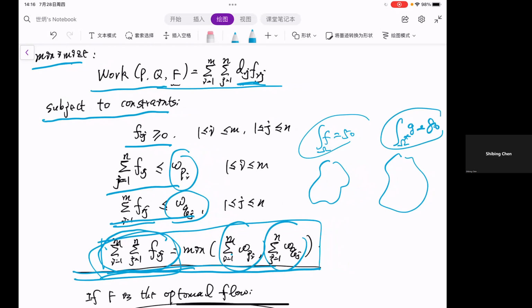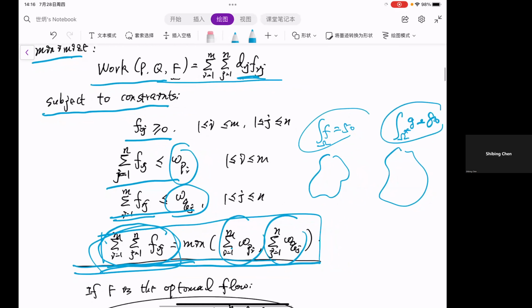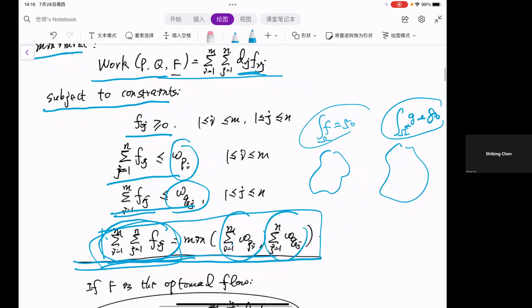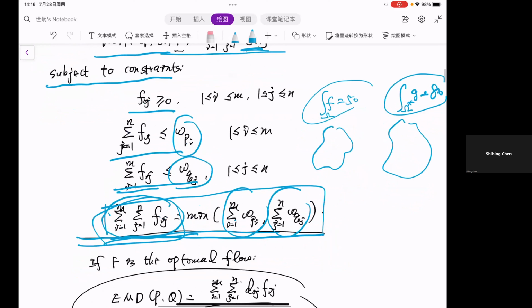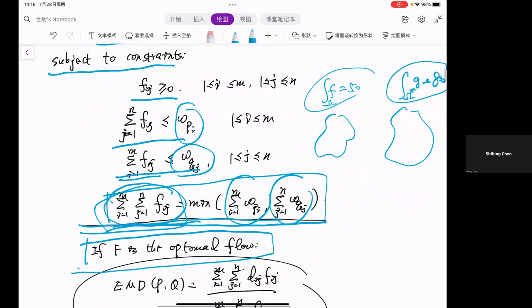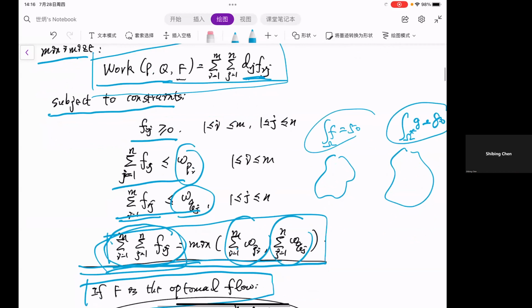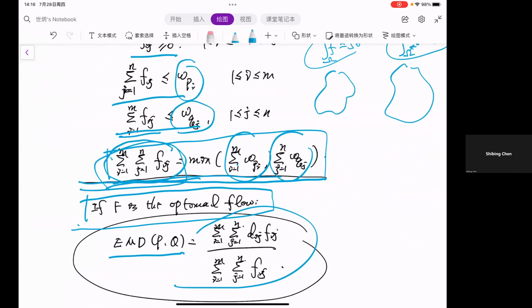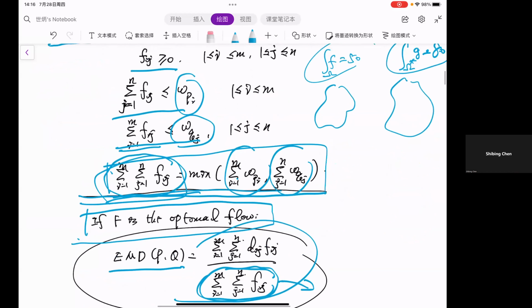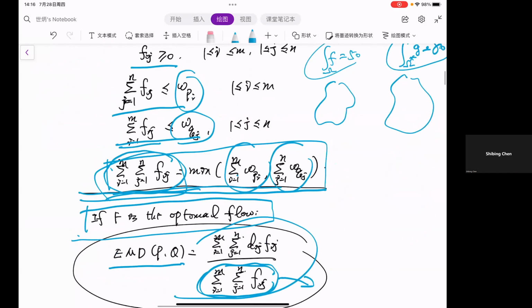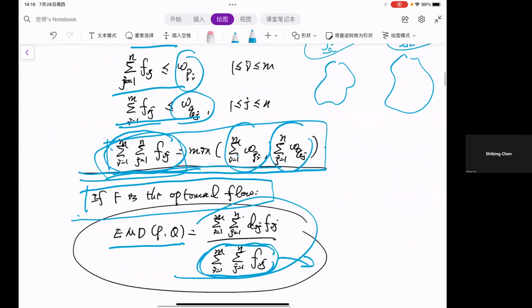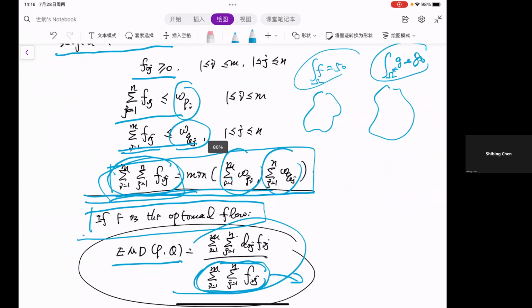It's 50. So if f is the optimal flow, namely f is the minimizer of this problem, then they define the earth mover distance from P to Q as this one. They have done normalization, dividing by this quantity, but in analysis, this kind of normalization is not very important to study the property of the mappings. So this is a discrete model, and it comes from image retrieval.